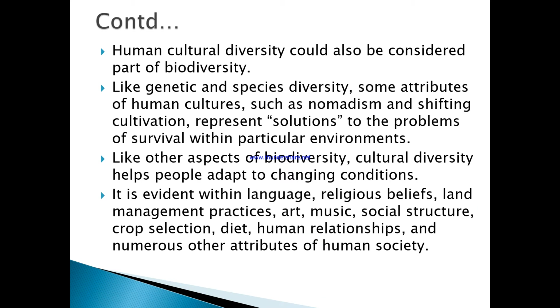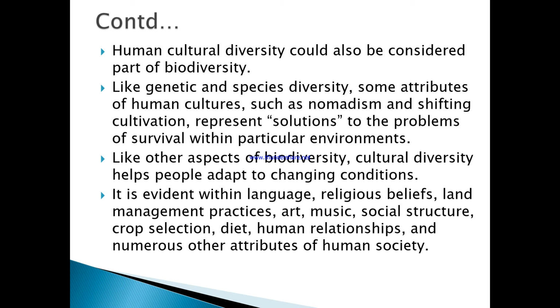Human cultural diversity could also be considered as part of the diversity. Not only animals and plants and insects, but human activities can also be part of the ecosystem. Like genetic and species diversity, some attributes of human culture such as nomadism and shifting cultivation represent solutions to the problem of survival within a particular environment. Now we know how to preserve our environment.